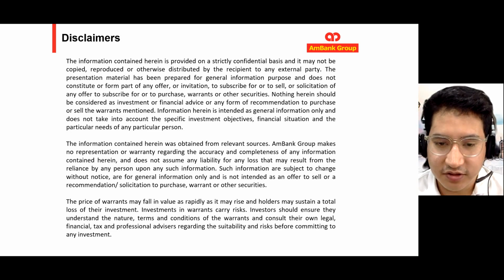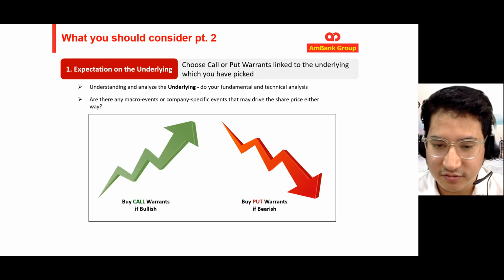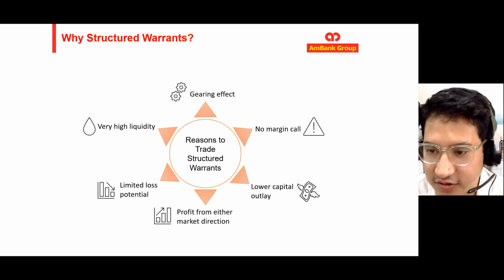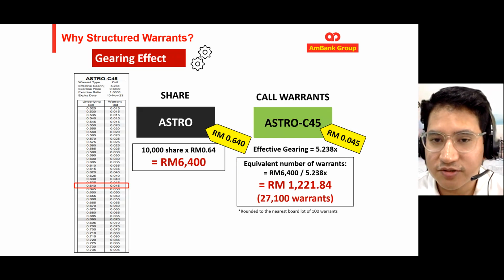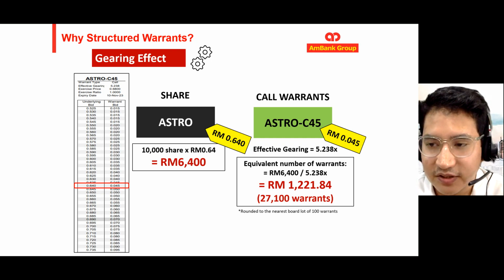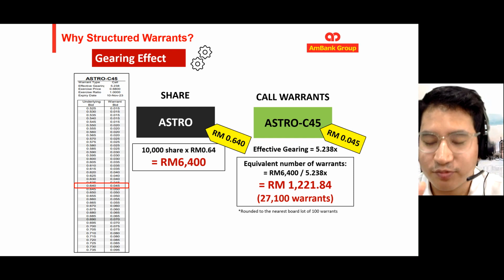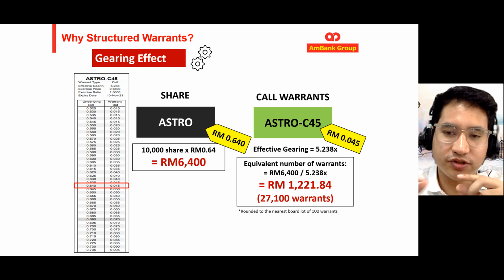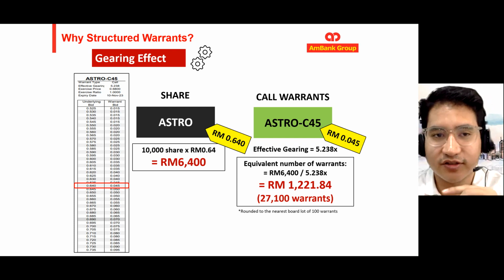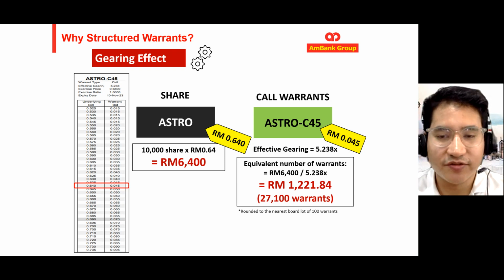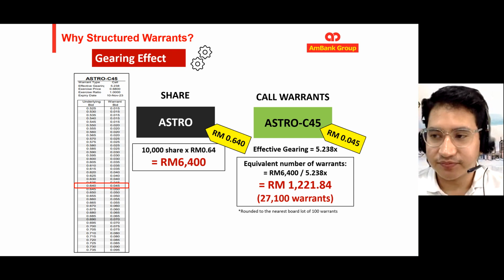So let me go back to the slide. Where is it? Here. Okay. So say for example here we add this exercise ratio. Say the option is priced at one price, but when we add the exercise ratio, we split this option into different constituents or components. So it makes it cheaper. That's the only difference between structured warrants and options.